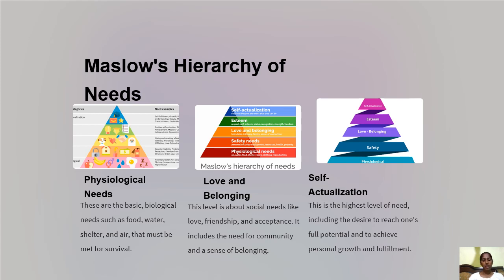And the next one is self-actualization. This is the highest level of need, including the desire to reach one's full potential and to achieve personal growth and fulfillment. This is the realization of a person's full potential. It is found at the peak of Maslow's hierarchy of needs, and it is considered an exception rather than a rule, since most people are working to meet more pressing needs.